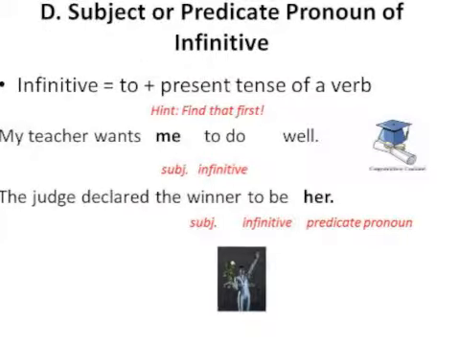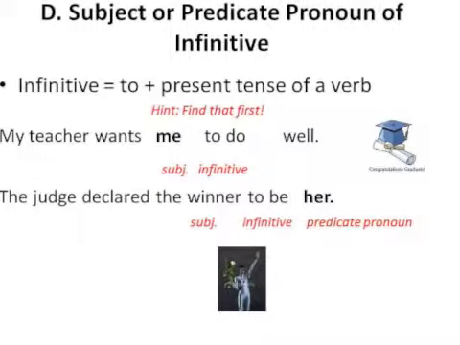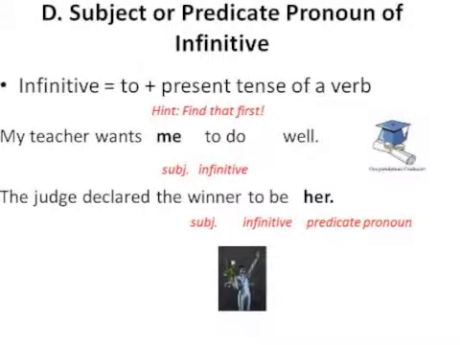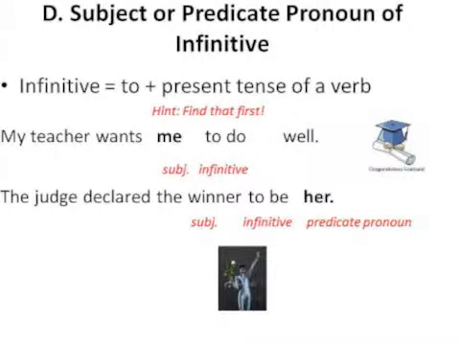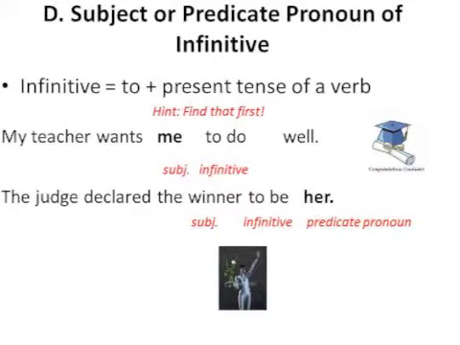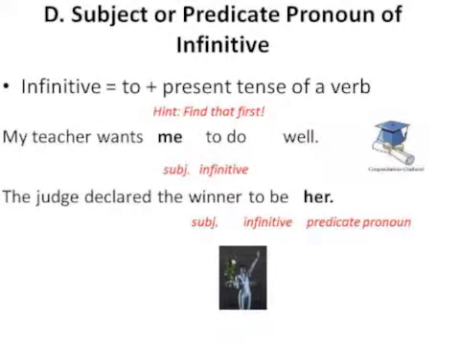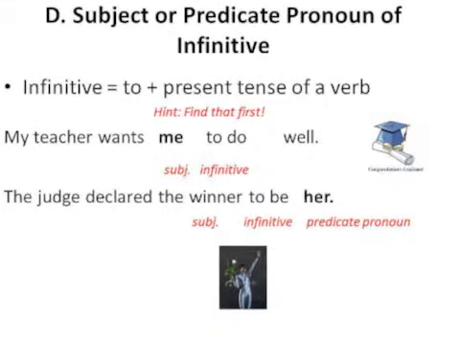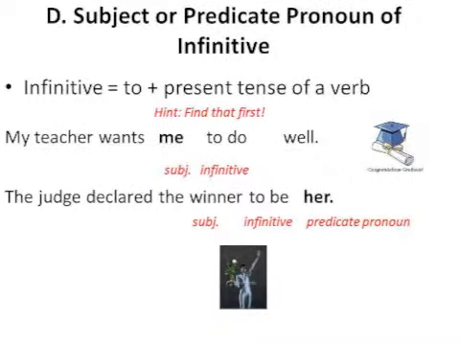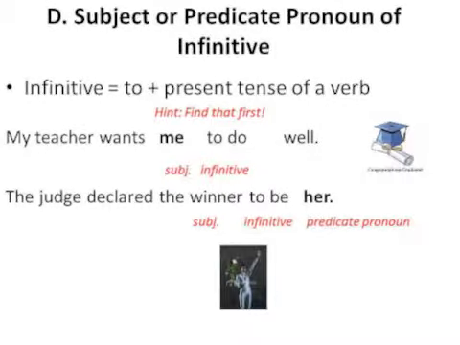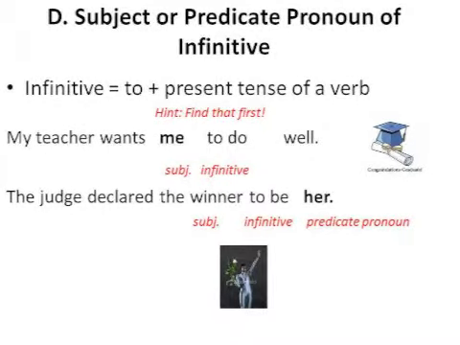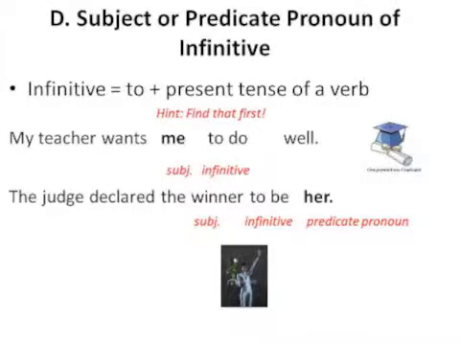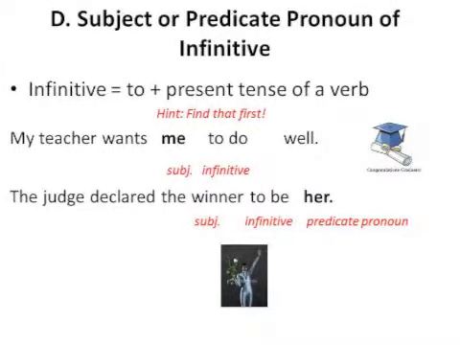Let's look at the 4th instance. The subject or predicate pronoun of an infinitive. This sounds suspiciously like what the subject pronoun does. The key here is to find the infinitive. Do that first. An infinitive is the present tense of the verb plus to. Let's look at the first example. My teacher wants me to do well.